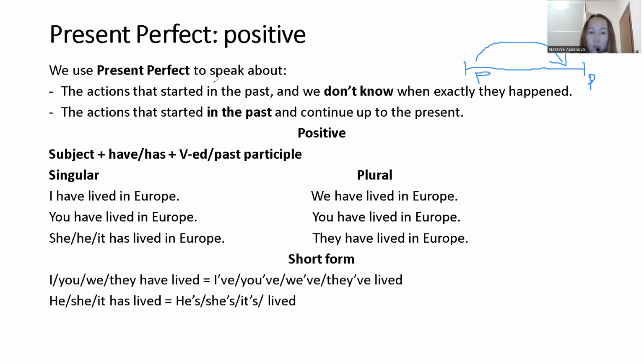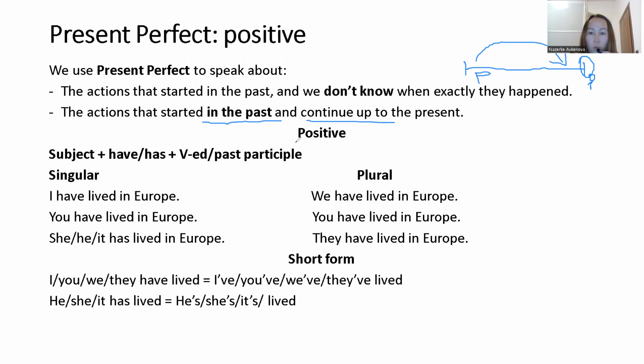And then we use it when we speak about the actions that started in the past and continue up to the present. So you see the line, it started and continues up to the present time, but it's not continuing right now. Okay, we just share the experiences with the result.